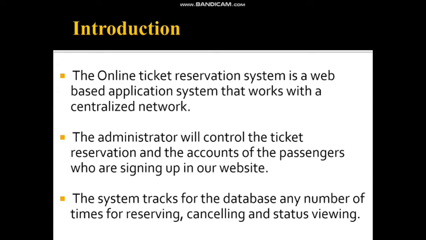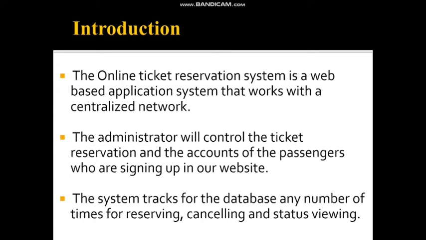There are restrictions in some of the booking kinds: you can only book up to 6 members for air and a maximum of 10 people for bus. The administrator will control the ticket reservation and the accounts of the passengers who are signing up on our website. The administrator can reset the seats and fares of the ticket and generate the PNR number for the ticket that is reserved. The sole control of the system is handled by the administrator. The printer prints the tickets that are reserved by the passenger.